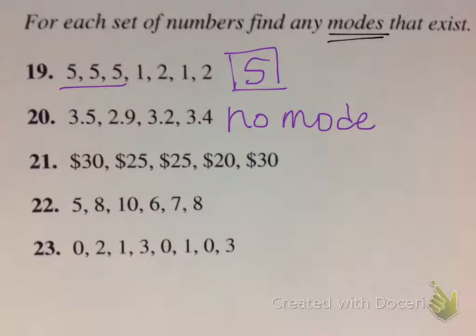In 21, I see 30 happening twice, and I see 25 happening twice, which means this is called bimodal, or there are 2 modes, and so I would list both of them. 25 and 30 are both modes of the data set. So you could have a single mode, you could have no mode, or you could have 2 modes.